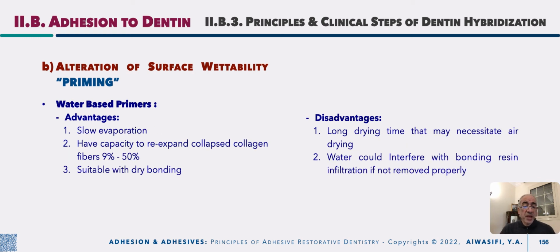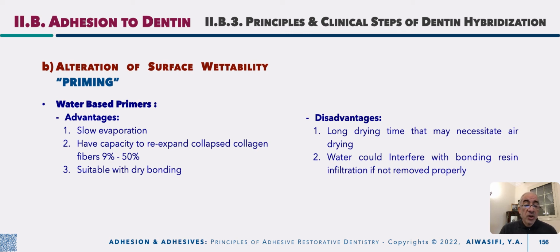Third one is water-based primer. It provides slow evaporation but has the capacity to re-expand collapsed collagen fibers, by 9 to 50% more than ethanol and acetone. It is suitable with dry bonding. Its disadvantage is long drying times that may necessitate air, and when we need air, we are afraid to recollapse the collagen again. It may interfere with the bonding if not removed properly, as it may lead to water tree formation and will lead to overwet phenomena.